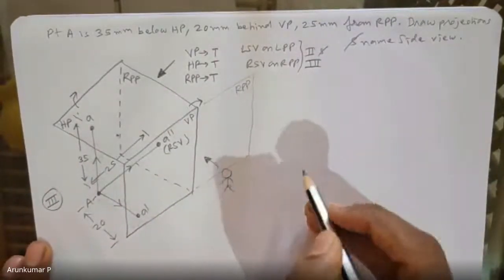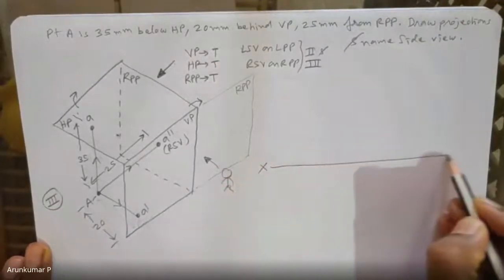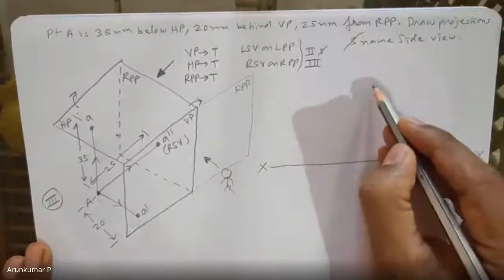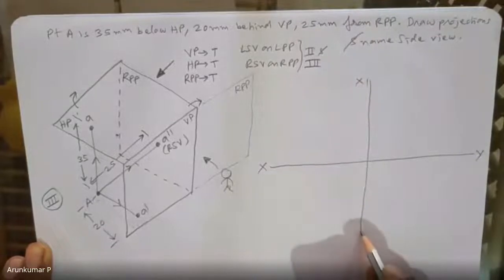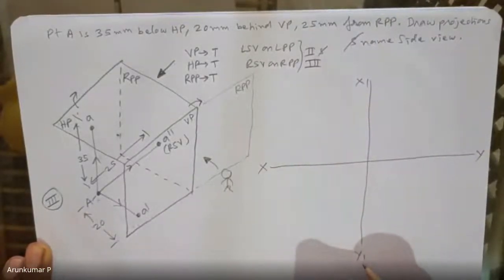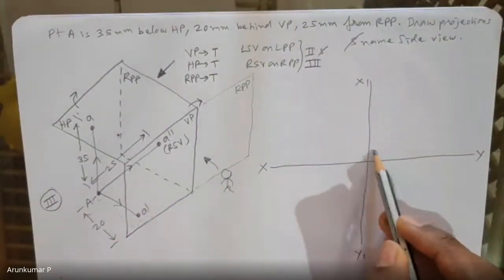So this is the arrangement of planes. Please observe the XY line and the X1, Y1 line. Now, from your experience, you tell me where I should write which plane: where I should write VP, where I should write HP, where I should write RPP. What should I write here?